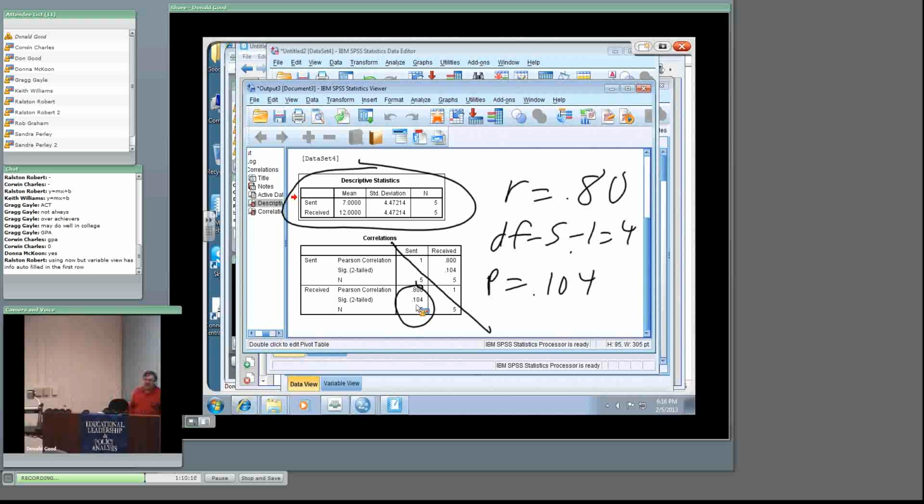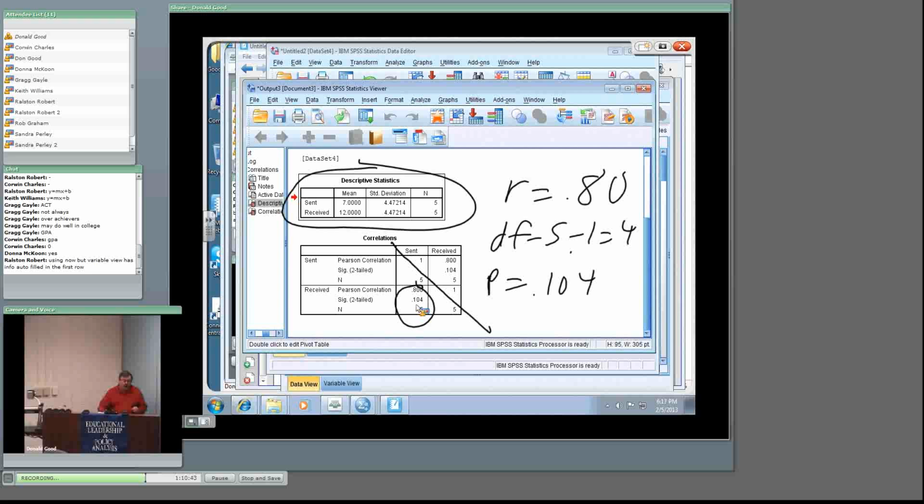If the sig number, the p-value, is less than 0.05, that means if you're going to say it's significant, you've got a less than 5% chance of that being wrong. Okay, I'm willing to take that chance. That's kind of the standard line in the sand for educational research. I will talk more about p-values and alpha levels, but I just need to introduce this to you right now.